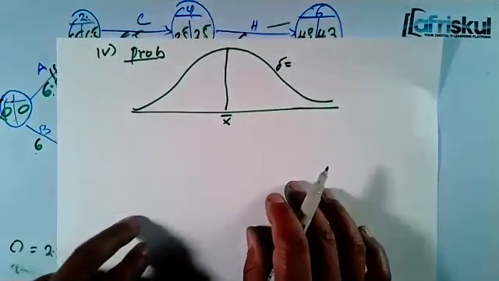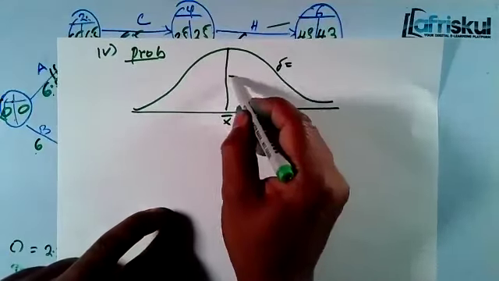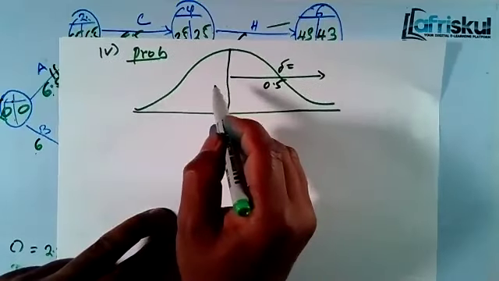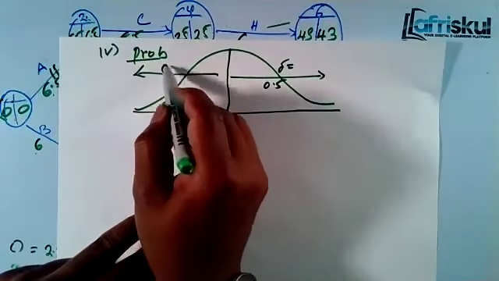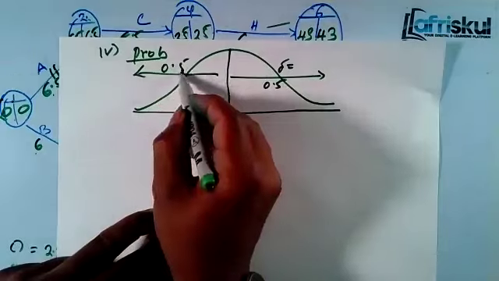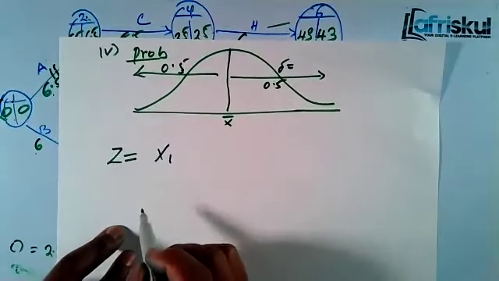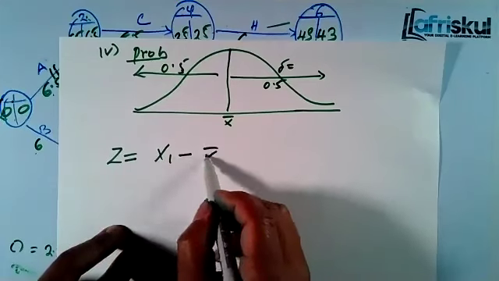deviation. Then it's usually divided into 2. This part is always 0.5. Remember, probability should equal 1. This side, the probability is 0.5. And to get the probability, Z is always equal to X1 minus X bar.